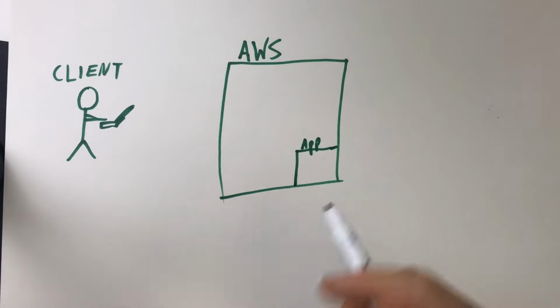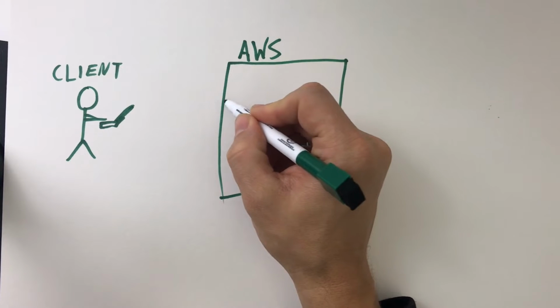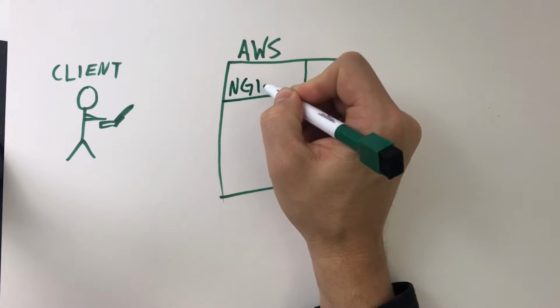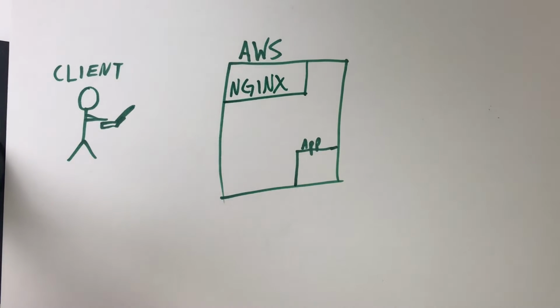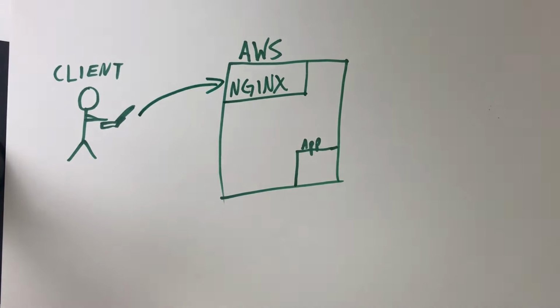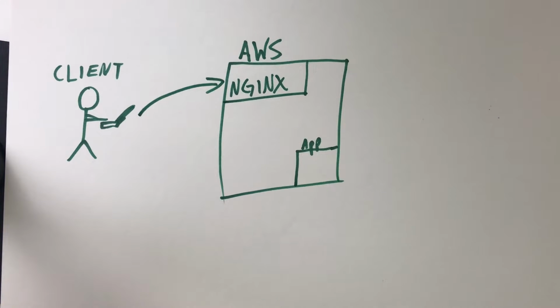Now, in order for the client to talk to that app, we need to install something on this computer called a web server. And the web server that we're using is called Nginx. So we're going to be installing this web server. Nginx. Now, what Nginx does is listens for requests coming from a client. So the client sends a request, Nginx receives that request.